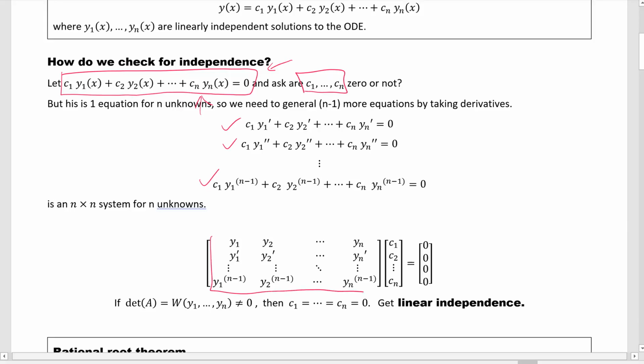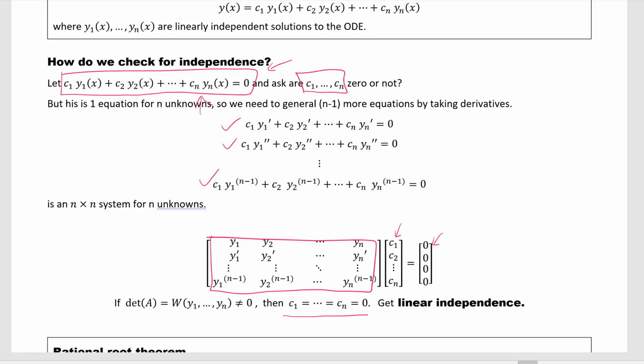So we have an n by n matrix, and the unknowns are c1, c2, through cn. And then we have the right-hand side, which, because this is a homogeneous equation, is just zeros. Because now we have an n by n square matrix, we can compute the determinant. The determinant we also call the Wronskian of those solution functions. If the Wronskian is not 0, then we know the homogeneous system has a unique solution. The unique solution is the trivial solution, which means all the ci's are 0. So that's why we get linear independence.